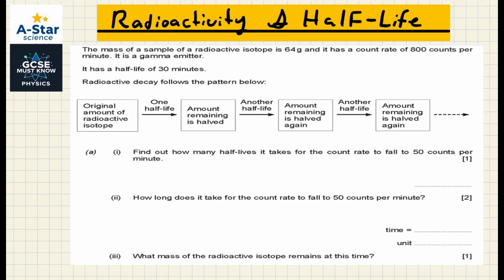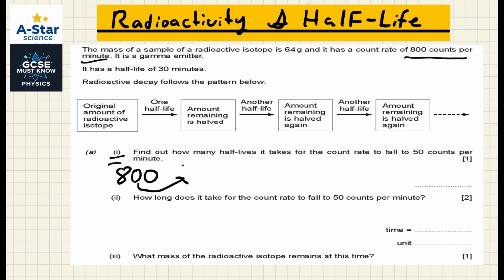So let's look at a word problem-based question on half-life. If we look at the question here, it says find out how many half-lives it takes for the count rate to fall to 50 counts per minute. Here, the starting count rate is 800 counts per minute. So if we want to find out how much it takes to get to 50, we simply start to half it.